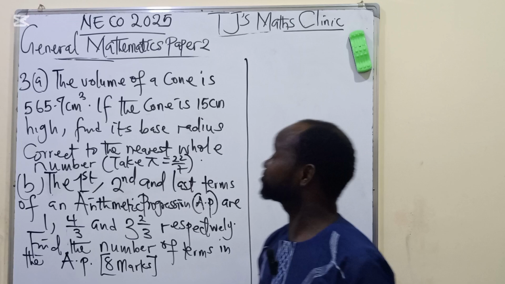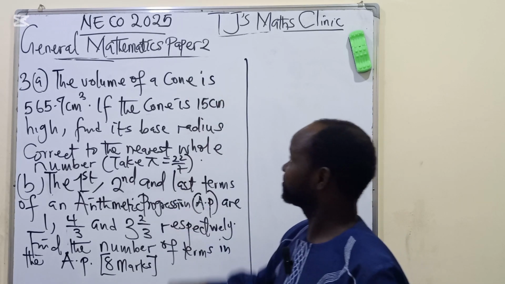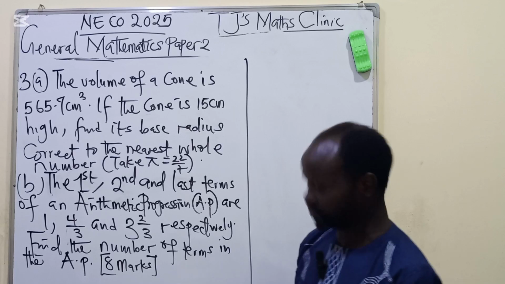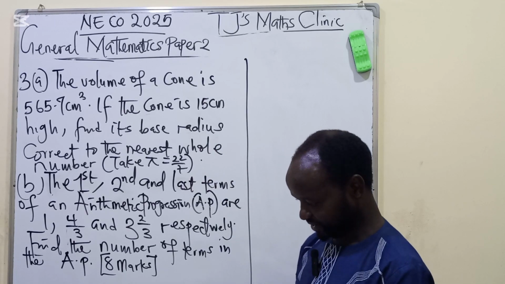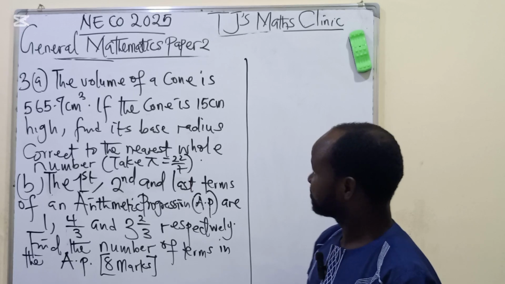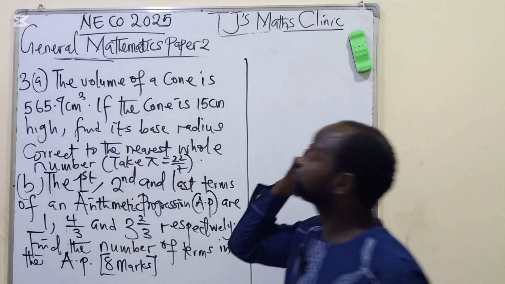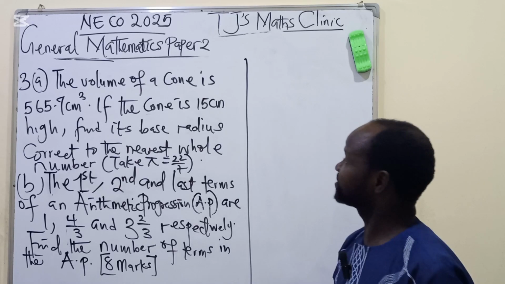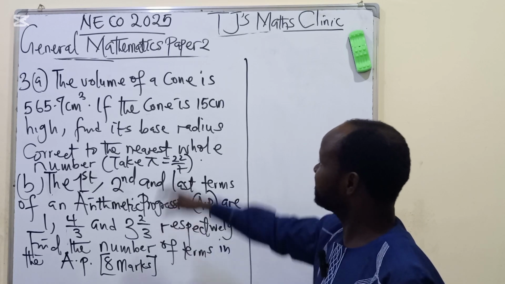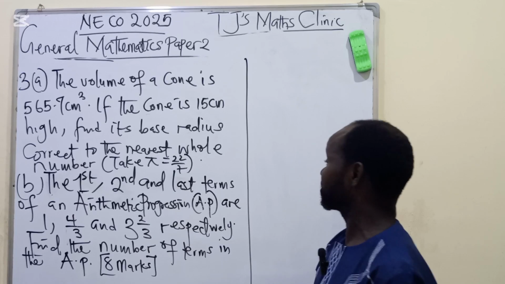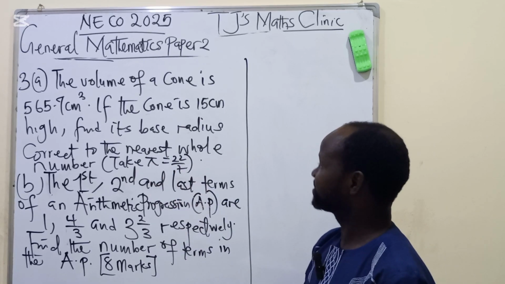Still on Senior School Certificate Examination 2025 NECO General Mathematics Paper 2. With us here is question 3A and 3B. Let's consider this question. Question 3A reads: the volume of a cone is 565.7 centimeter cube. If the cone is 15 centimeter high, find its base radius correct to the nearest whole number. We are asked to take pi to be 22 by 7.